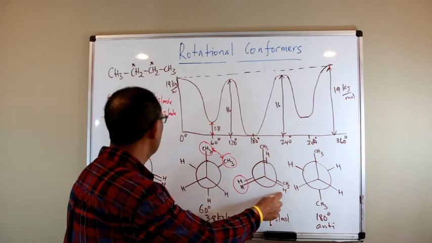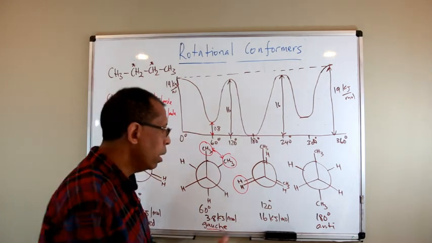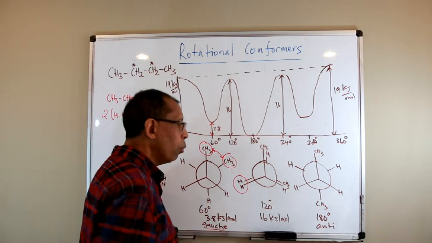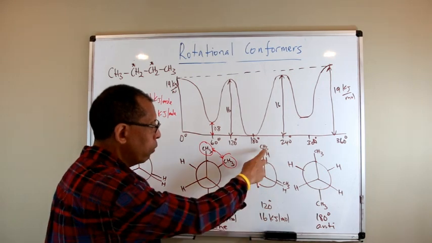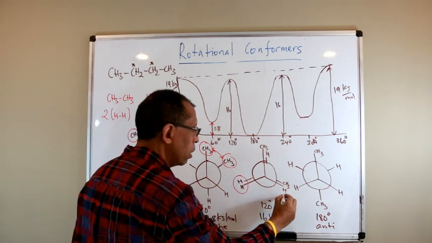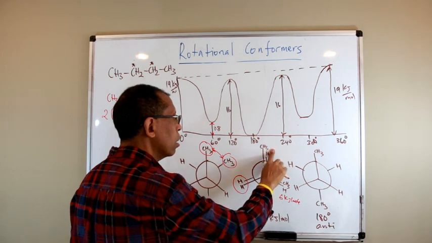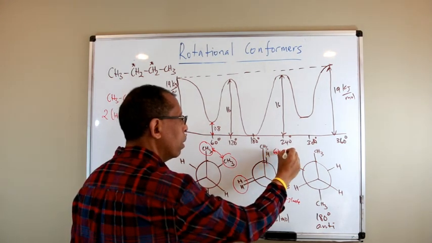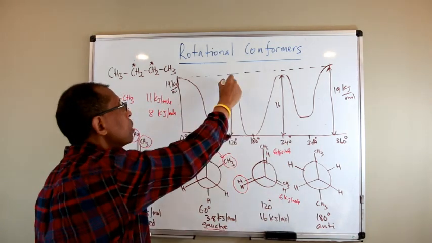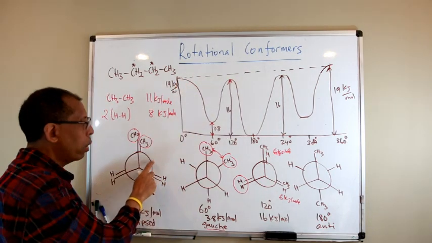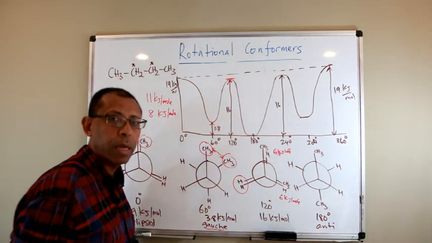Each eclipsed CH3-H, remember we also discussed it in ethane conformers, would produce about 6 kilojoules per mole. So 6 plus 6 is 12, 12 plus 4 is 16. That's why it's not as high as this one at 0 degrees. This is 19, but this one at 16 kilojoules per mole is lower in energy.